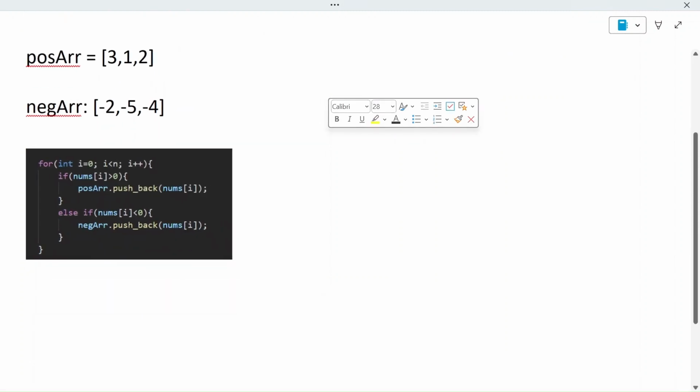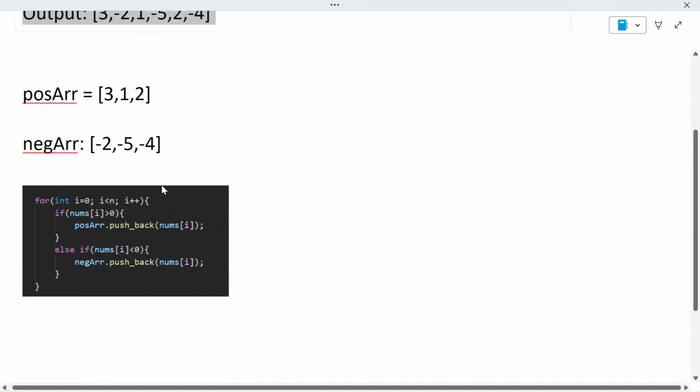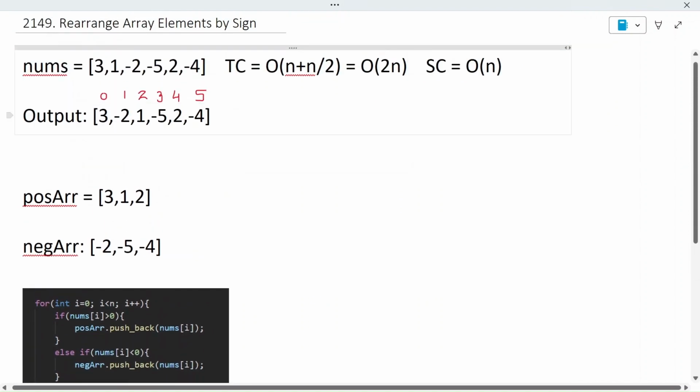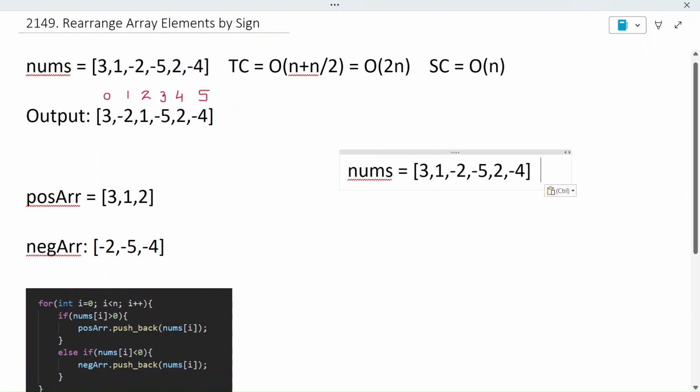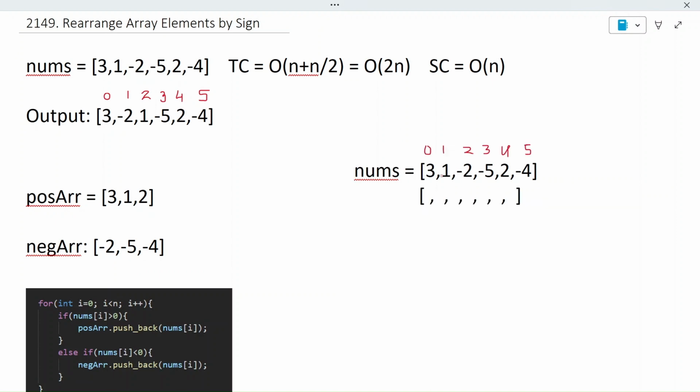Here we are needing two iterations for it. Can we do it in a single iteration? Let's see, if we can, then it would be much better. Okay, so let's start with iterating this array. We know that the first positive index will be at the 0th index, and the first negative index will be at index 1. So we start iterating this array from there.